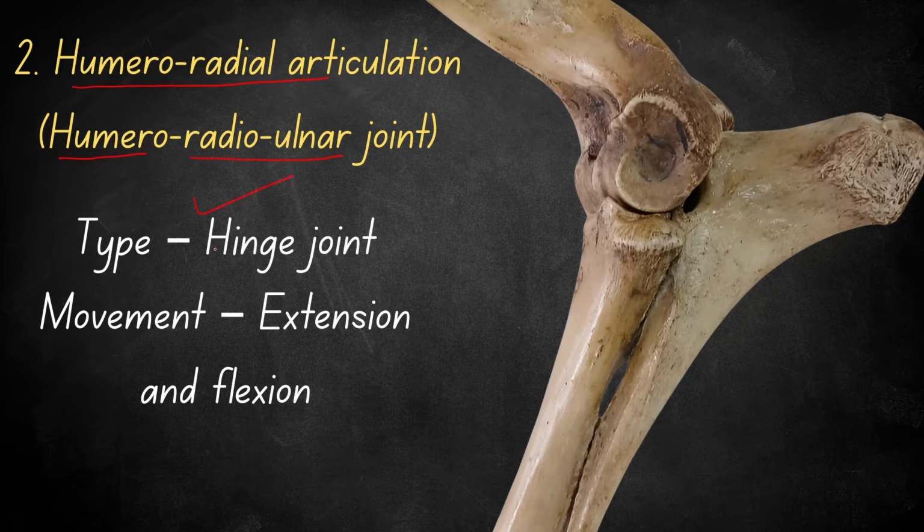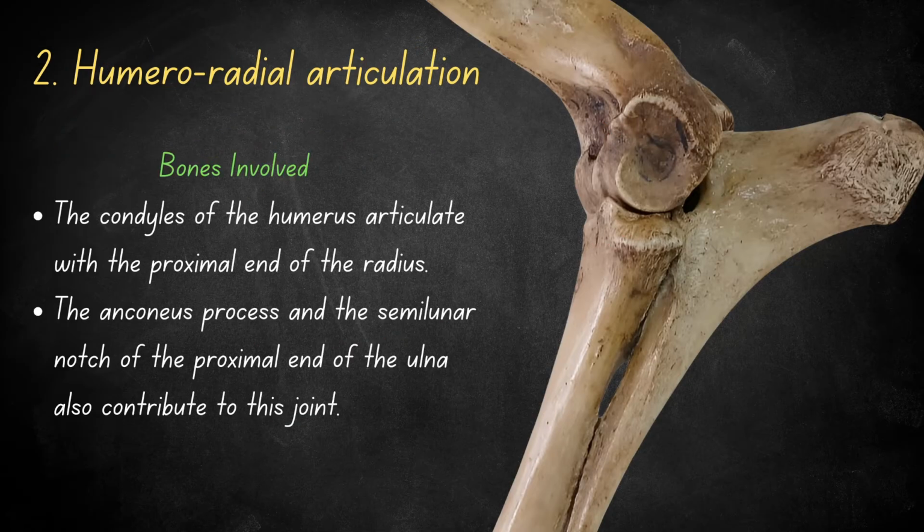So it is a type of hinge joint. Humeroradial articulation means the joint between these bones. The type of the joint is hinge. The movements you will find are extension and flexion. So what are the bones involved here to form the joint?